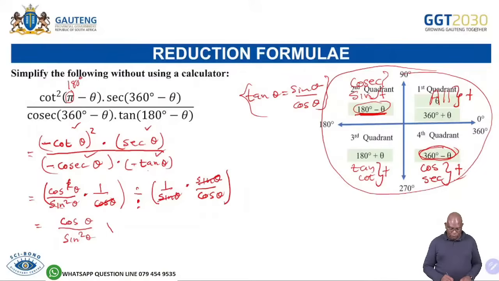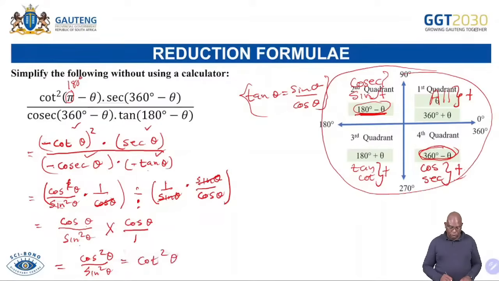If I'm dividing, what do I do? I multiply. This one is 1 over cos. So what does it become? Cos theta over 1. So cos times cos gives us cos squared of theta, all over sine squared times 1, sine squared of theta. And that will give us cot squared of theta. You can leave it there, it doesn't matter. So you'll get that answer. You'll get the solutions right.